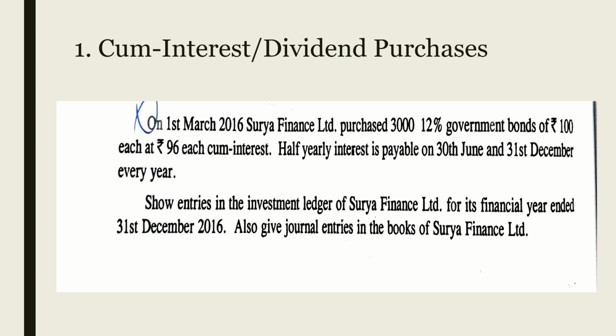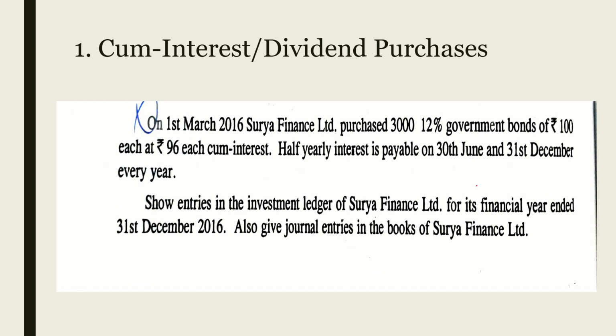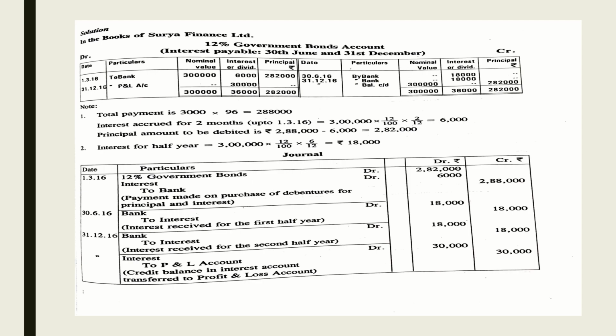Now we'll prepare the investment ledger of Surya Finance Limited and see how these transactions are recorded. This is the investment account, 12% government bonds account. We'll start with the purchase. On 1st March 2016, there was a purchase of 3,000 debentures of 100 each. So what will be the nominal value? 3,000 into 100, that comes to 3 lakh. That is recorded here, 3 lakh.